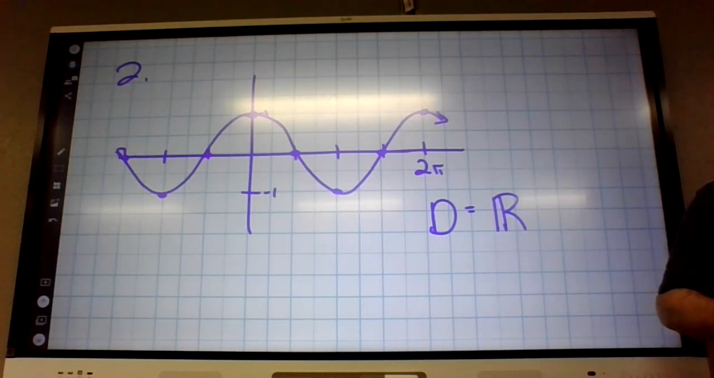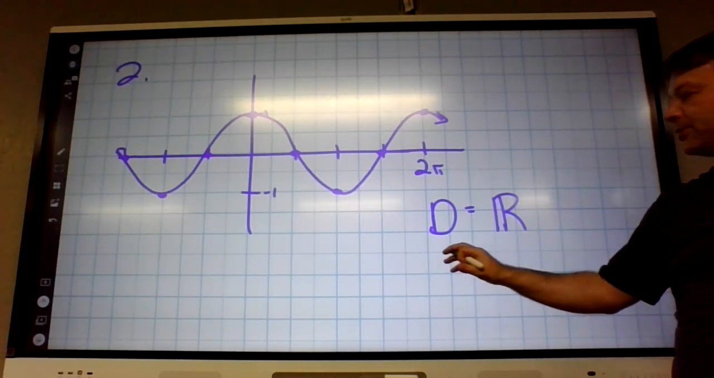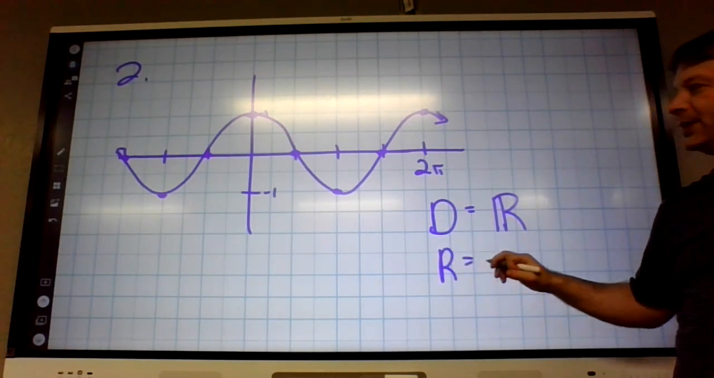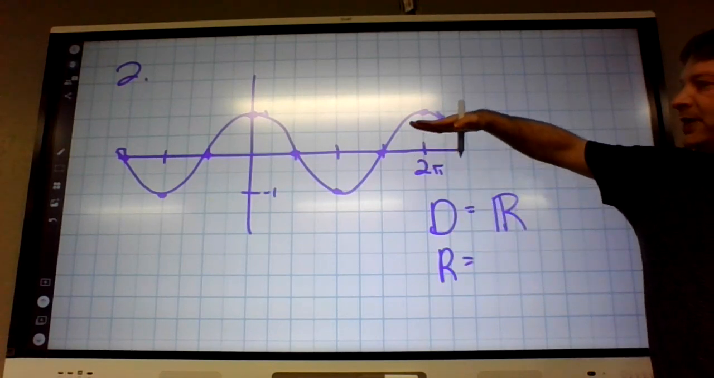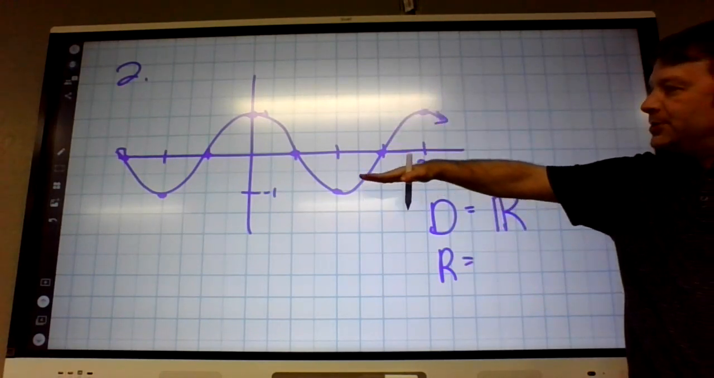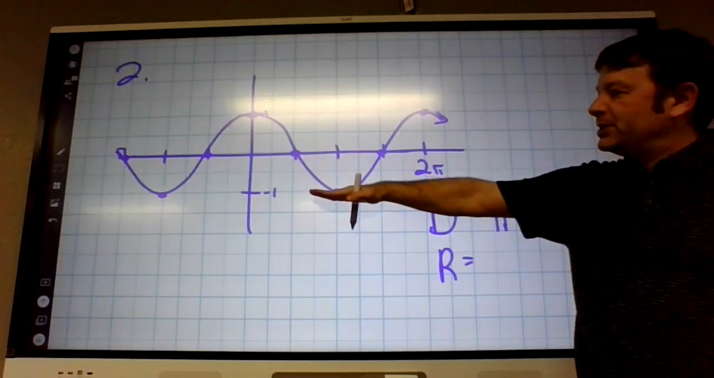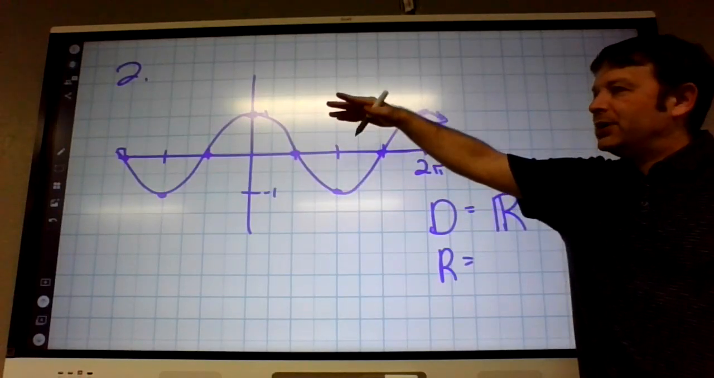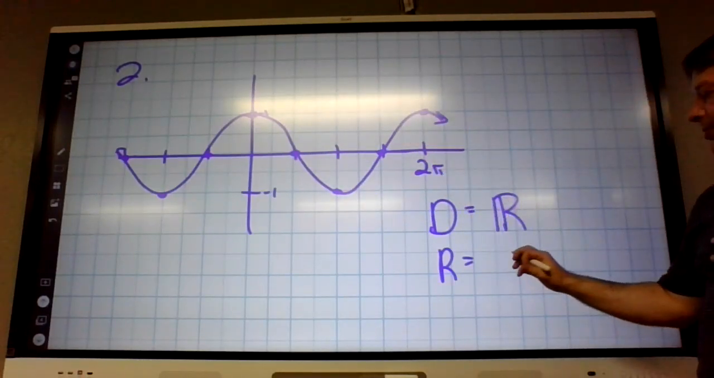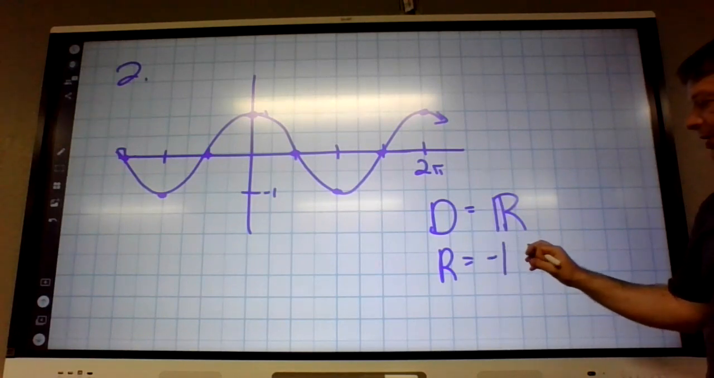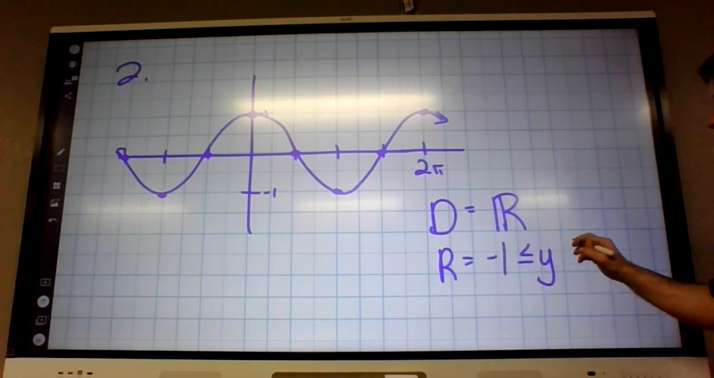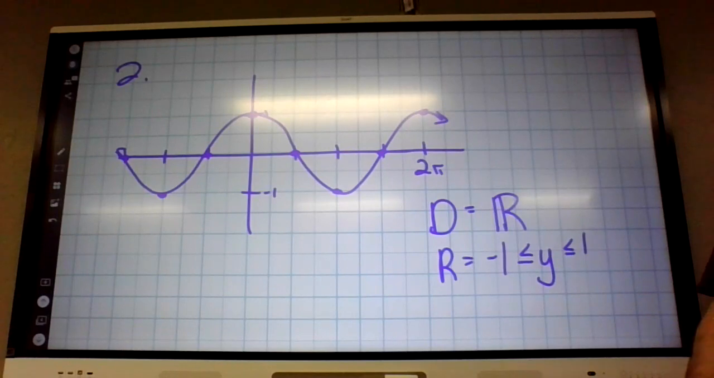The other question they ask is what is the range? Which Y values are we using? The lowest is -1, the highest is 1. So how do we write -1 to 1? We put -1 is less than or equal to Y is less than or equal to 1.